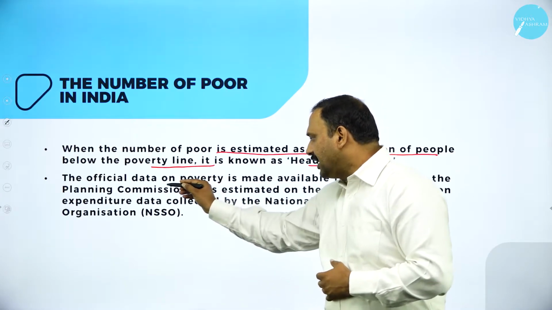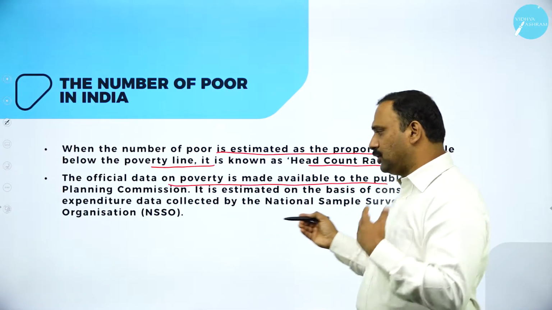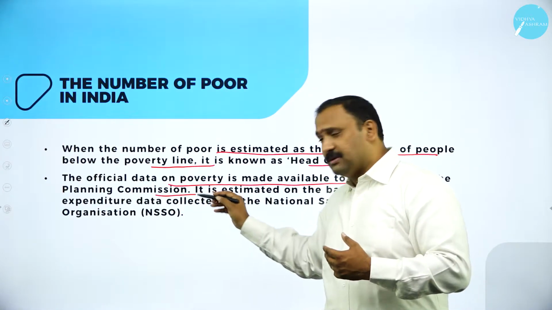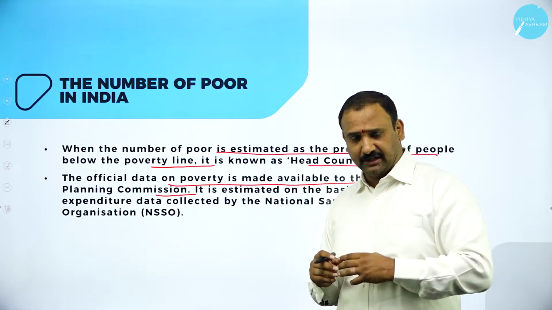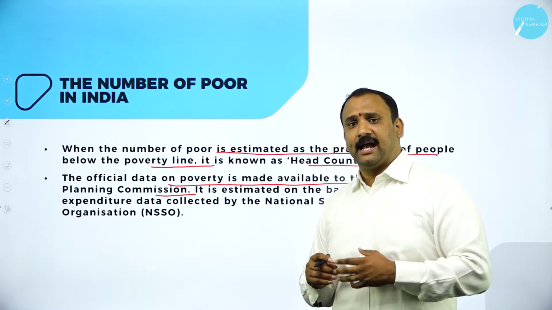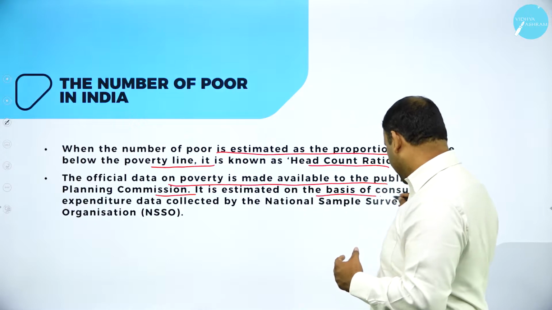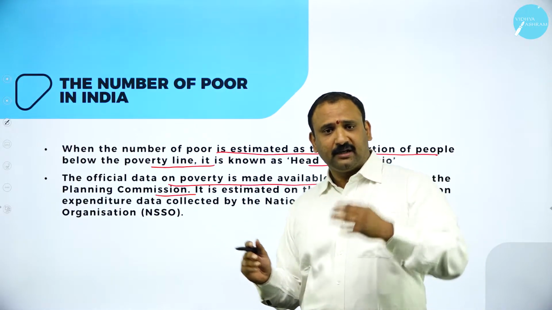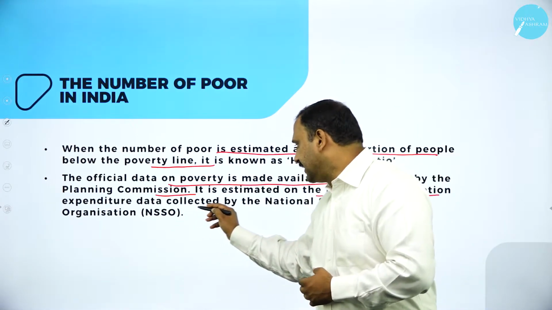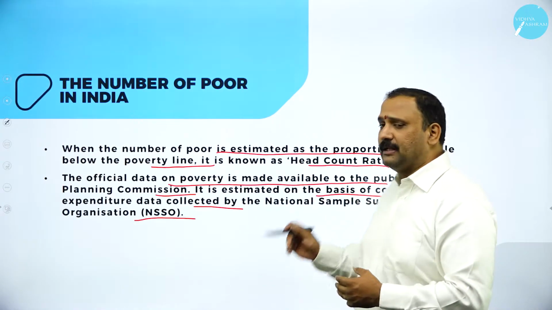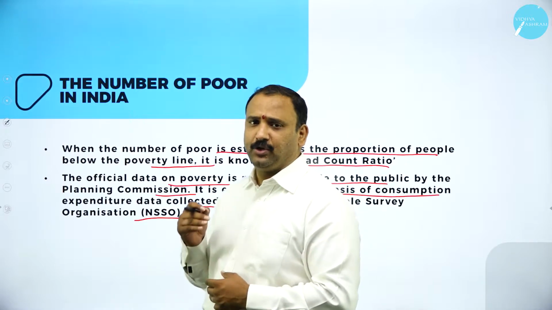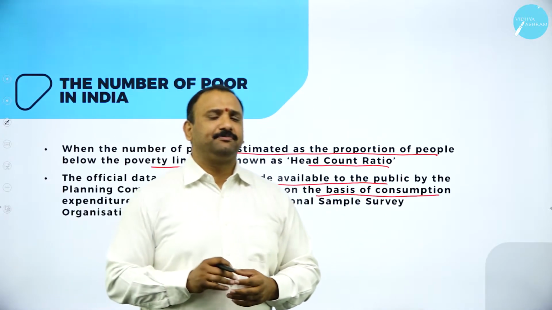The official data on poverty has been made available to the public by the Planning Commission, one of the greatest bodies in India which governs in terms of economy, planning and direction. It is also estimated on the basis of consumption expenditure data that has been collected by the NSSO, the National Sample Survey Organization. So we do have some data, we do have some statistics.